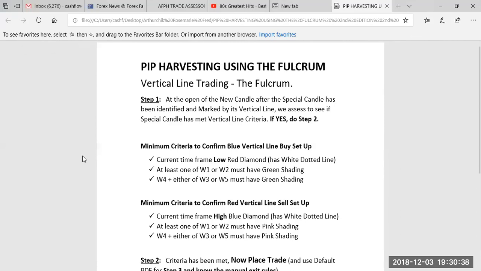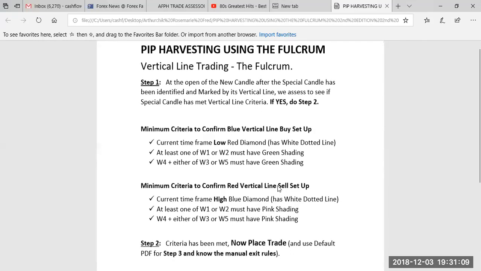So step one is pretty much to open a new candle after the special candle has been identified and marked by its vertical line. Where's this? The candle has met vertical line criteria. If yes, do step two. So for a buyer, all we need is current time frame low red diamond has white dotted line, and at least one of W1 or W2 must have green shading. Third criteria, W4 plus either one of W3 or W5 must have green shading. If that's all there, you're straight into step two.